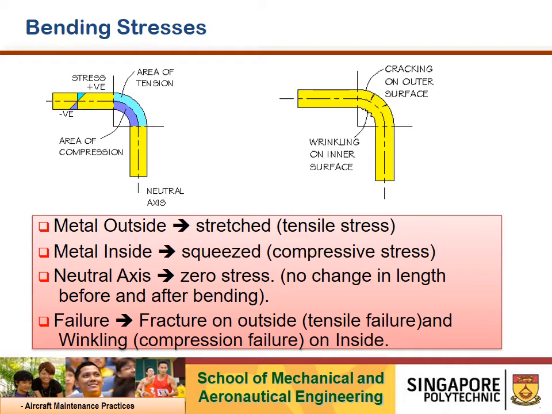So normally, what type of failure will occur when proper bending conditions are not observed? Surface crack and wrinkling of the inner surface. So when there's a fracture on the outside, it's a tensile failure. Compression failure will have a wrinkle effect.